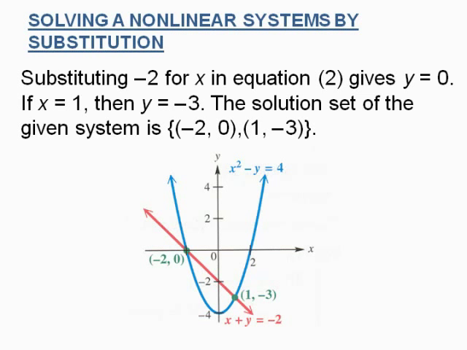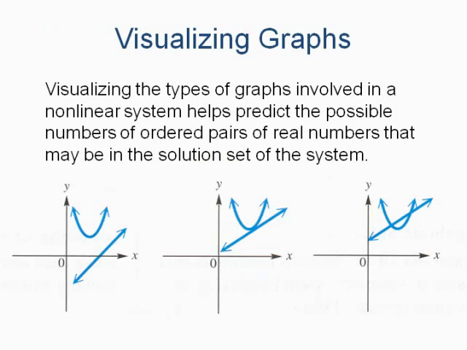Substituting -2 for x in equation 2 gives us y equals 0. And if x equals 1, then y equals -3. So in this instance, we have 2 points of intersection, and the solution set of the given system is (-2, 0) and (1, -3). Notice here, they showed the line and the parabola graphed, and they intersected in 2 points.